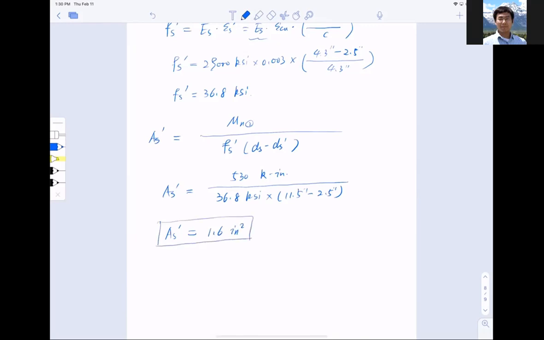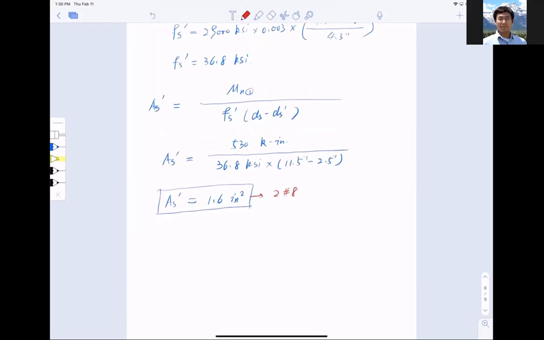1.6 inch squared. If you are so smart and you realize immediately, you know what, that's just two number 8 bars. Why? Because each number 8 is 0.79 inch squared, right? And multiply 2 roughly equal to 1.59, right? Sorry, 1.6 inches squared. Okay, a hair less, but regardless, right, we can carry on. So once we find out this is required for the compressive reinforcement, we move on to the next step.